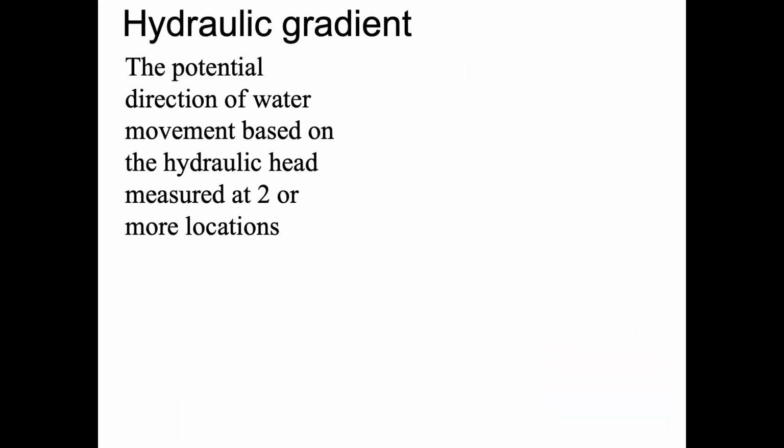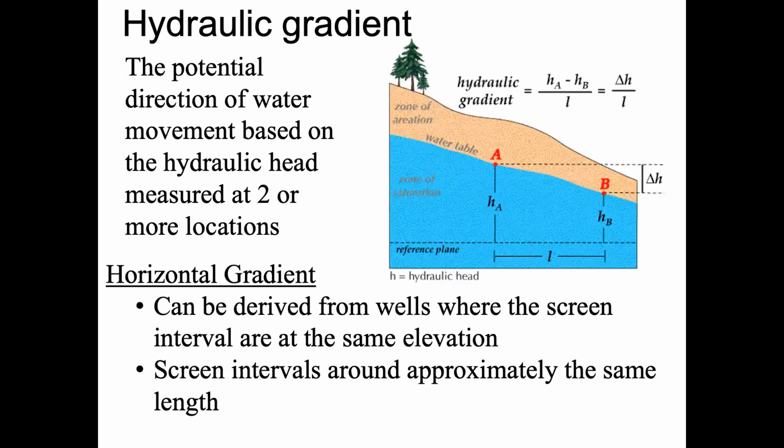So hydraulic gradient, whether in the vertical or the horizontal direction, is the potential direction of water movement based on hydraulic head measured at two or more locations. What do I mean by that? Let's put in an image. Here is a hill slope, and here's the water table, the zone of saturation. We could imagine that we have two wells in this environment, so we've drilled these two wells.